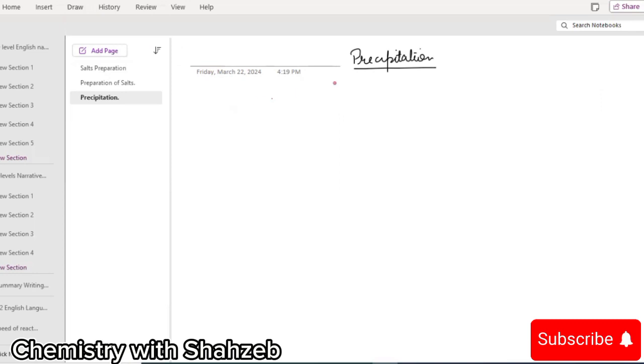This process is used to make an insoluble salt. Okay, how is an insoluble salt made? By mixing two soluble solutions.